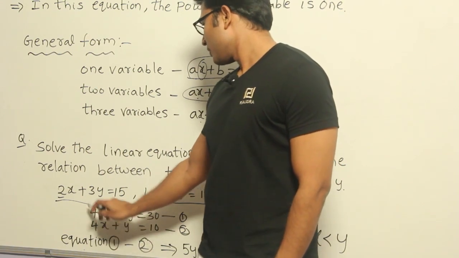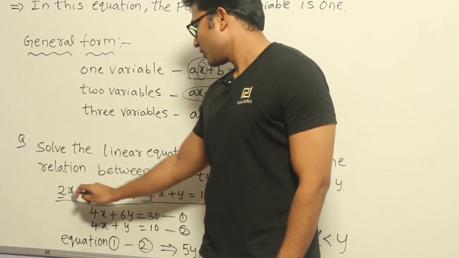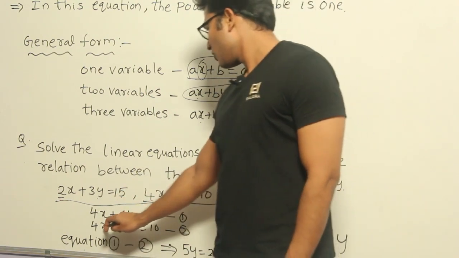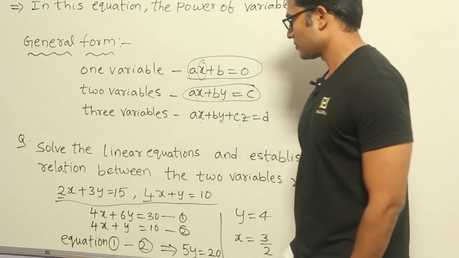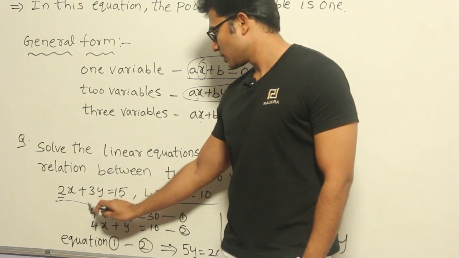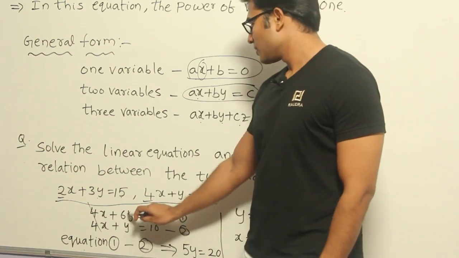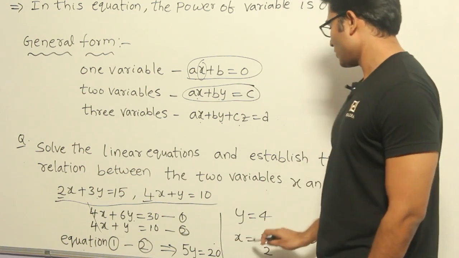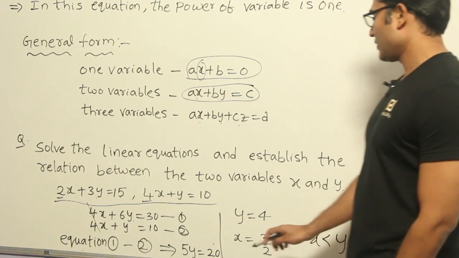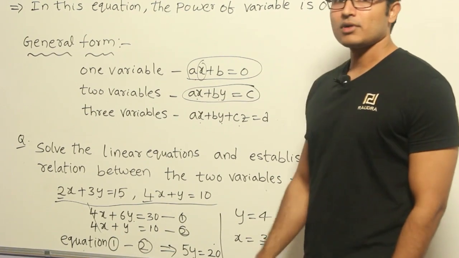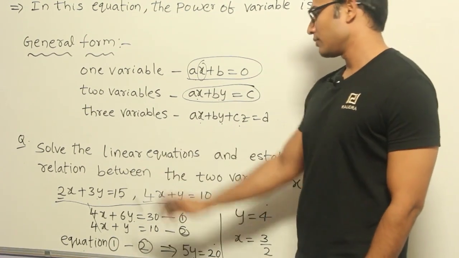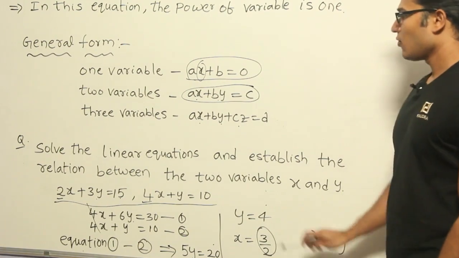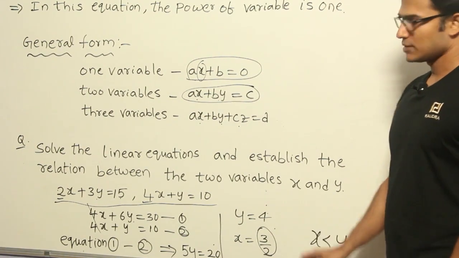If you multiply this by 2, you get 4x plus 6y equal to 30, and here 4x plus y equal to 10 is already there. Now if I subtract, the x terms get cancelled off, and it is going to be 5y equal to 20, then y equal to 4. Now you substitute the value of y in any one of the equations, and you get x equal to 3 by 2. What they are asking is, what is the relationship between x and y?